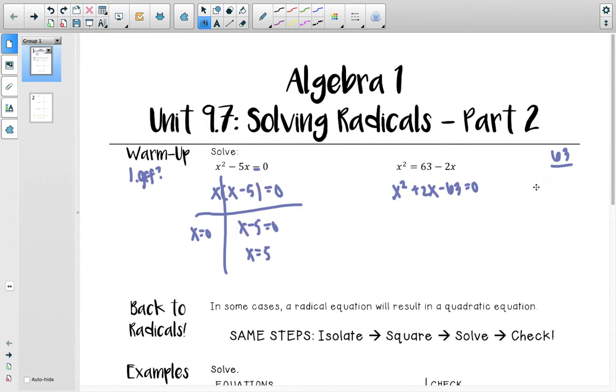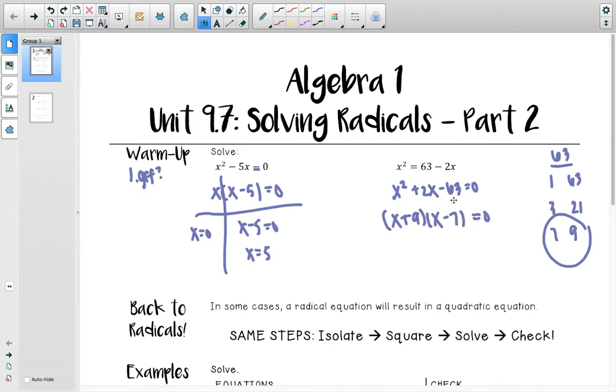So 63, 1 and 63, 3 and 21. Now we're trying to get to a 2, so this is not even close to what we need yet. 63 is not divisible by 4 or 5 or 6. And 7 is our winner, because between 7 and 9 you can get 2. So you'd have x plus 9 and x minus 7.